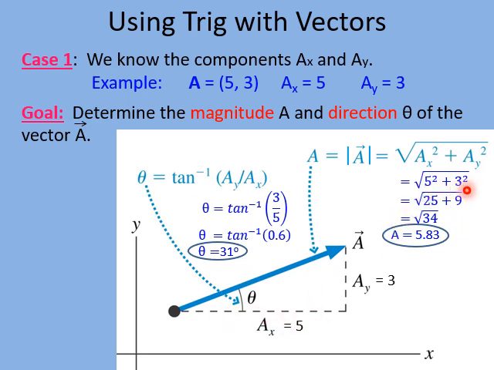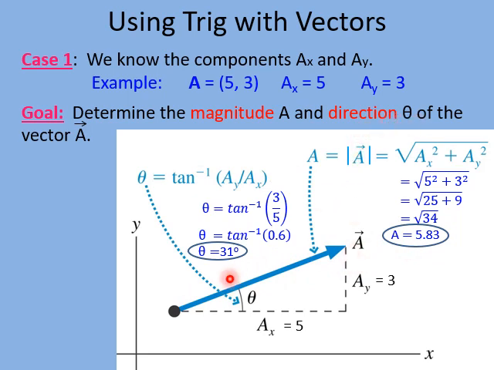And I add that to the y component, which is 3, so that's 3 squared. So we have 25 plus 9, which is 34. And remember, we're solving for a, not a squared, so we have to take the square root of 34, which turns out to be 5.83. So that's the length of our vector here.